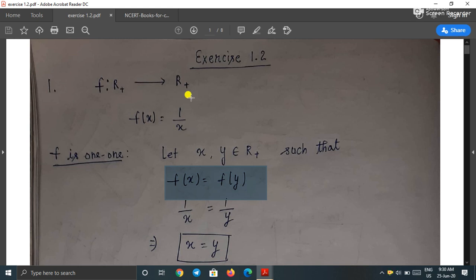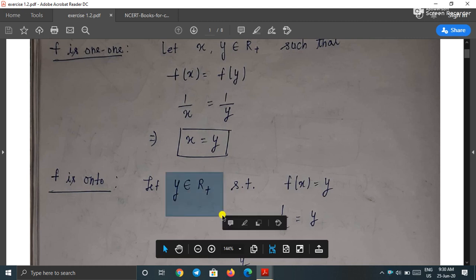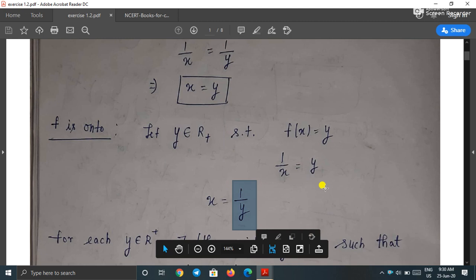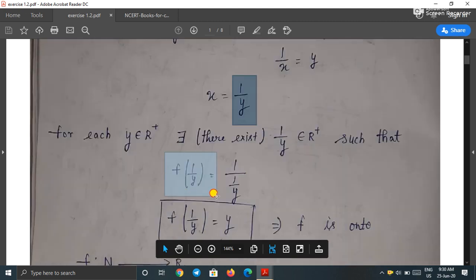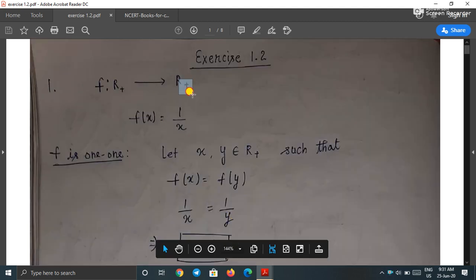Now to show f is onto, we have to show that each non-zero real number has a pre-image. So let y be a non-zero real number. Then 1 upon y must also be a non-zero real number. If we find the image of 1 upon y, f of 1 upon y, by the definition and simplifying we will get y. So for each non-zero real number y, we have another non-zero real number 1 upon y such that f of 1 upon y is equal to y, meaning each real number has its pre-image.